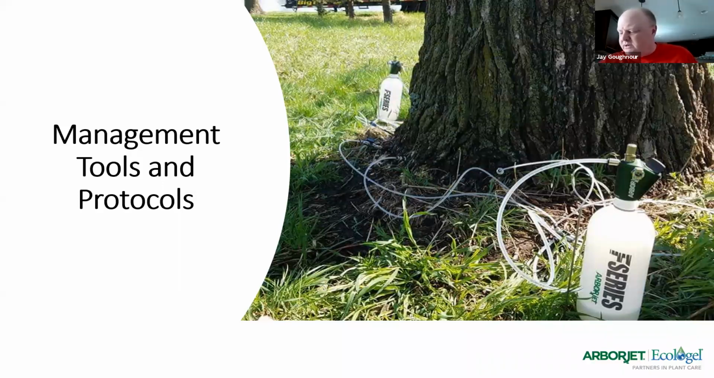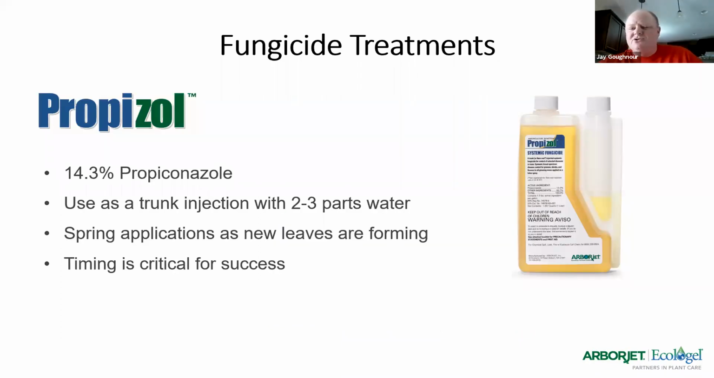So let's see. The first thing we're going to do with Bur Oak Blight is use propazole. Propazole is a 14.3% propiconazole. We're going to use that as a trunk injection with 2 to 3 parts water. 3 parts is the best, as much water as possible, but propiconazole is a very large molecule, so it's a little bit hard to move through the tree without having some water to go with it.